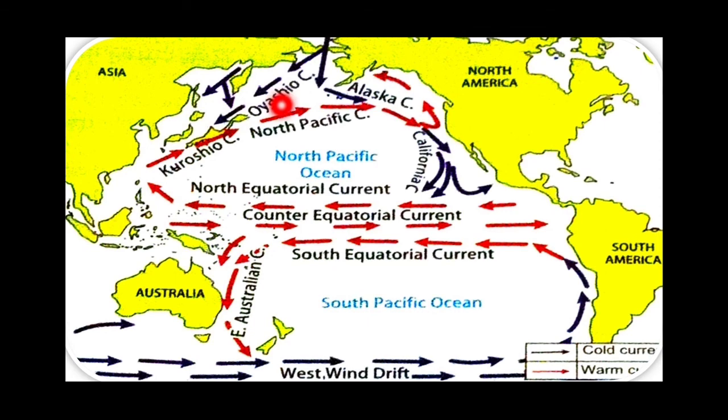It is also known as the Japan current because it passes all along the coast of Japan. The Kuroshio current develops partly due to the Coriolis force and partly due to the obstruction of the Philippines in the flow of the North Equatorial current. When the North Equatorial current proceeds, then it gets diverted and forms the Kuroshio current, and also due to the Coriolis force.